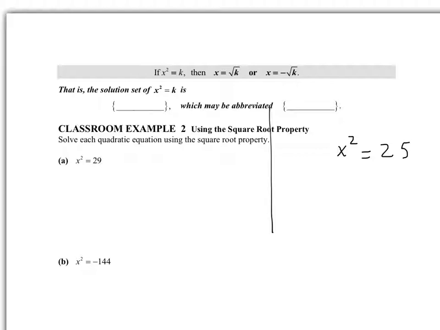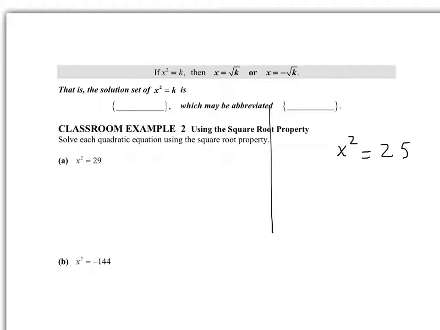Remember I said to get rid of the square, we could take the square root of each side. And what we need to remember is there's both a positive and a negative root. This equation, the way that it's written, is asking what number can you multiply times itself, and the answer is 25. Well, 5 times 5 is 25, but so is negative 5 times negative 5.